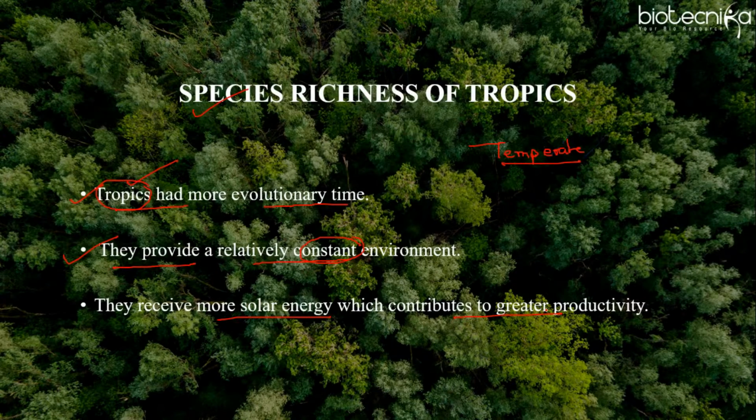As we all know, the sun is the ultimate source of energy. So if more solar energy is available in the tropics, that leads to higher productivity, which in turn might contribute indirectly to greater diversity. So from an exam point of view, you all have to remember these 3 points that answer the question of why the tropics have greater biological diversity.